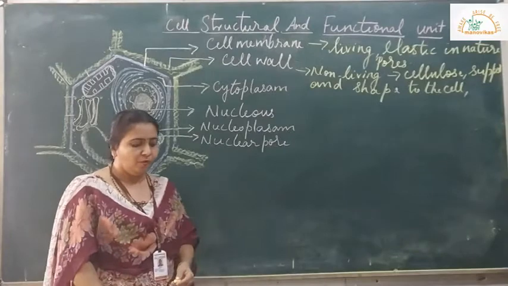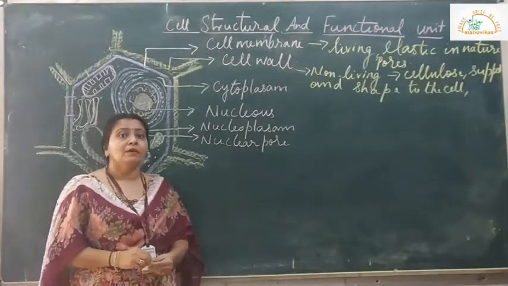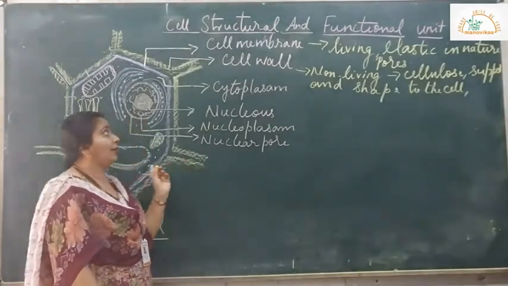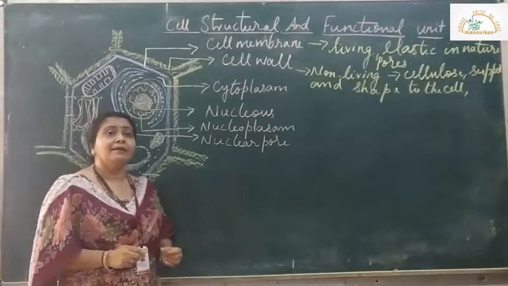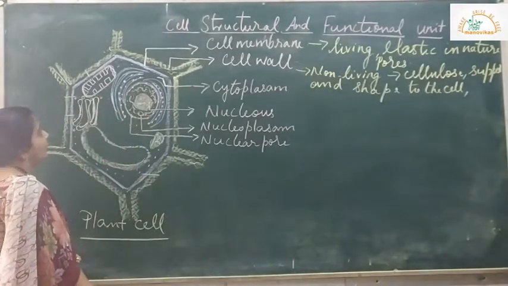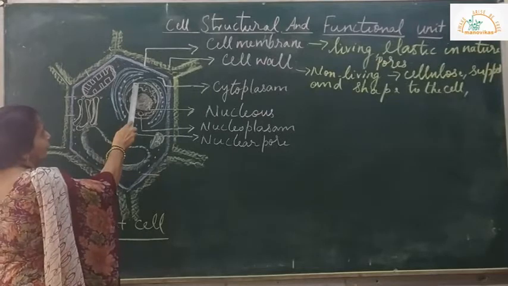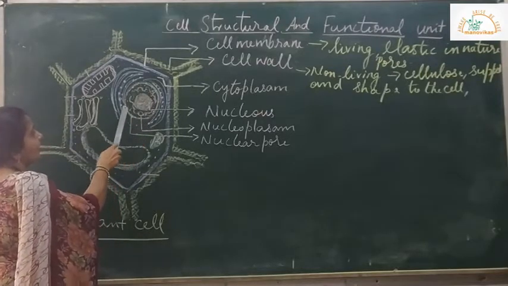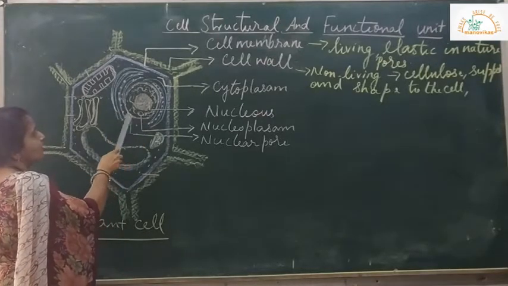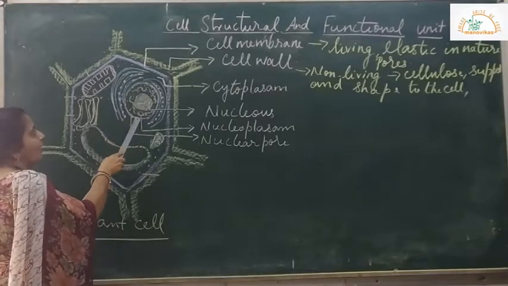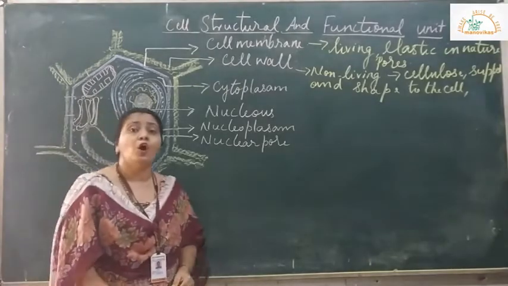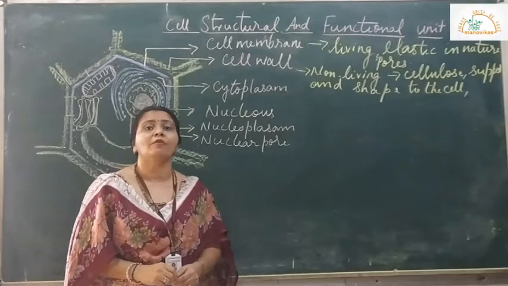Now let us move on to the nucleus. Okay, the next one is the nucleus. You can see the nucleus. It is spherical in shape, and it controls all the activities of the cell.